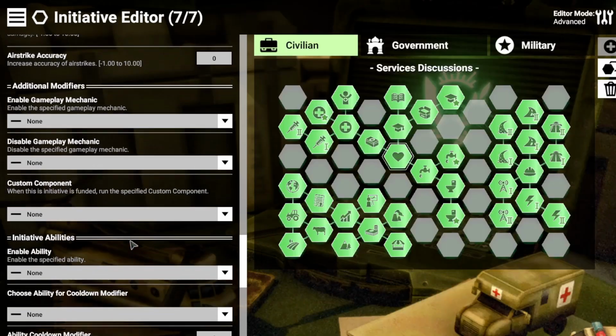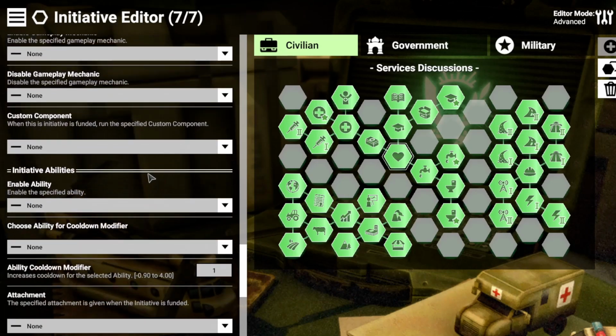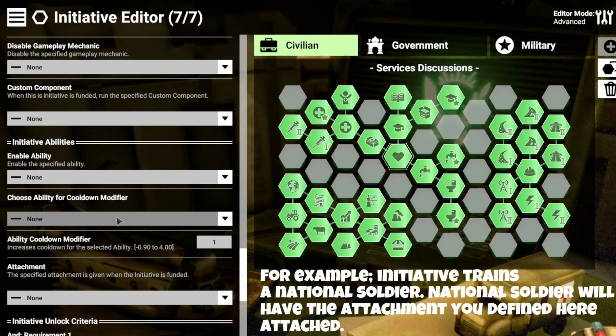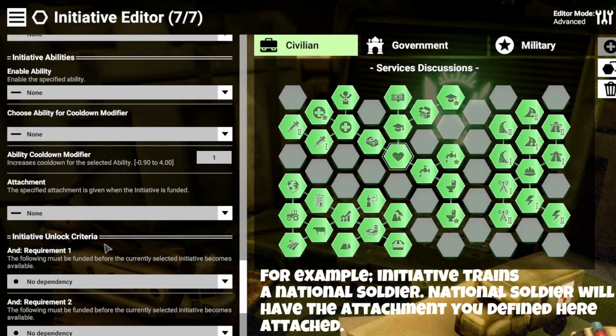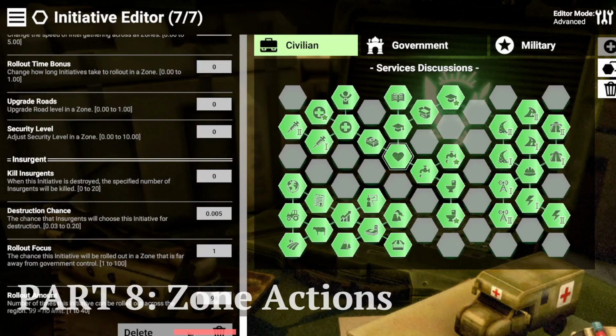Enable ability. Self-explanatory. Choose ability for cooldown modifier. Pick an ability and set a value to increase/decrease cooldown. Negative numbers decrease cooldown while positive numbers increase the cooldown. Attachment. Gain attachment. When deploying a soldier, attachment is already applied onto the soldier. Initiative unlock criteria. Self-explanatory. Now to the zone actions.